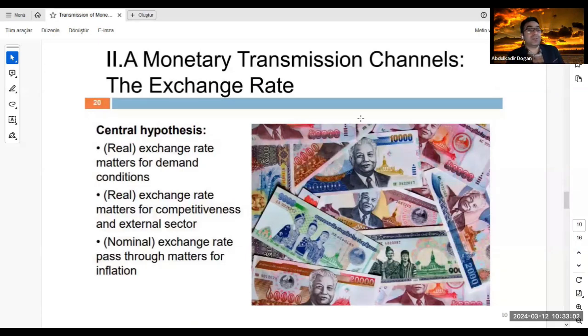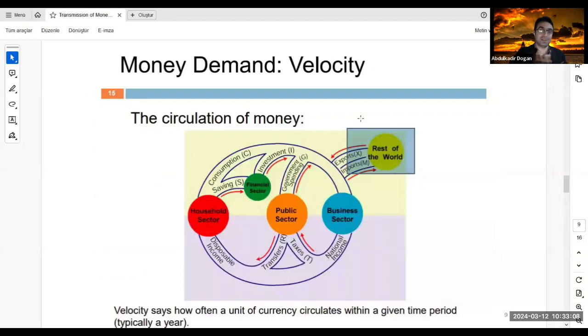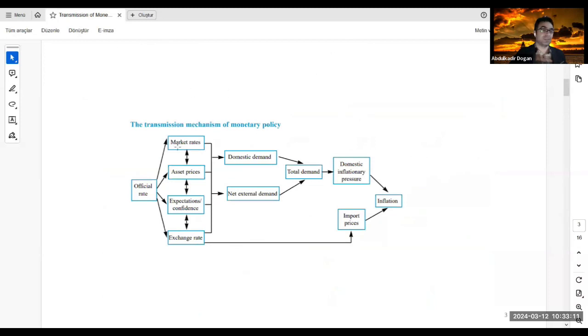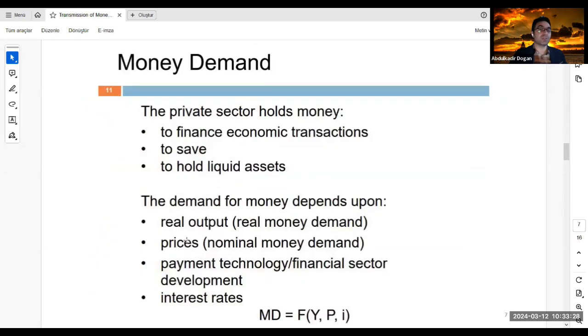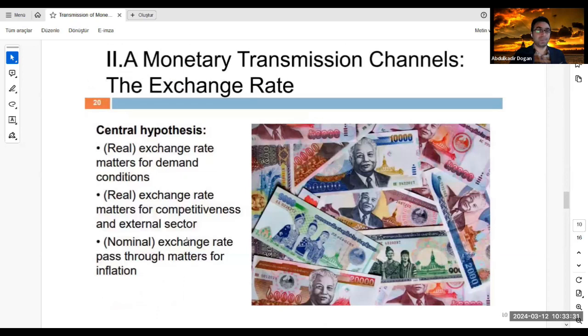And now we are going into the details of the kitchen. Please remember the first slide: market rates, asset prices, expectations, and the exchange rate channel. These are the four channels through which the monetary transmission mechanism, the interest rate, can affect the inflation rate. So let's go into the details of how these channels work. First of all, for the monetary transmission channels, the first one is the exchange rate. And the central hypothesis of the exchange rate channel is this.